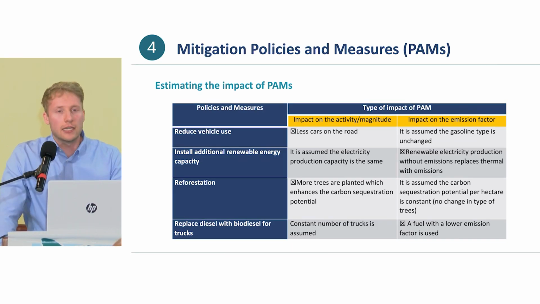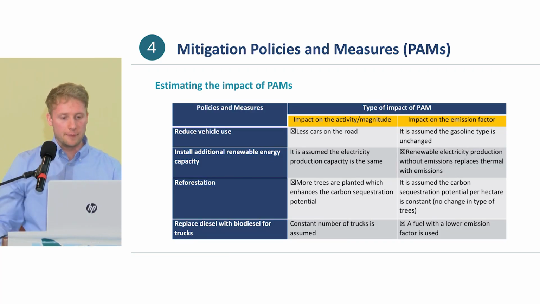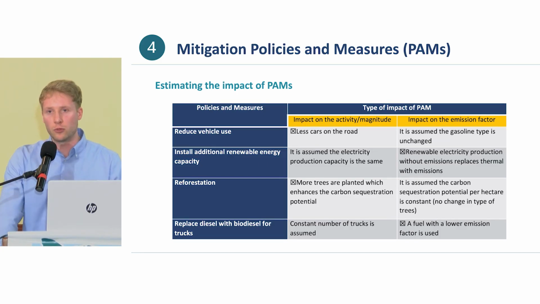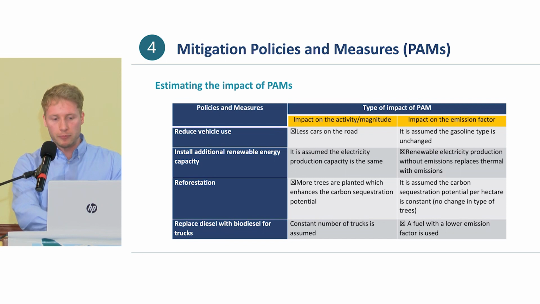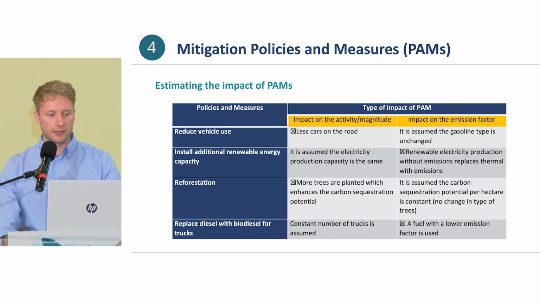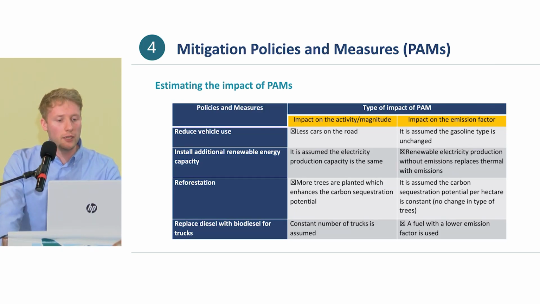And just to underline this, and then we close with mitigation policies and measures. I probably already talked about this, some examples, but we assume that if we foresee a change in the activity, then the emission factor would remain stable. This helps with the estimation, and vice versa. Of course, we can imagine that there are policies which impact both, and that is also fine. But for simplicity, what's included here is, for instance, this example: install additional renewable energy capacity. It would be assumed that the electricity production capacity is the same.